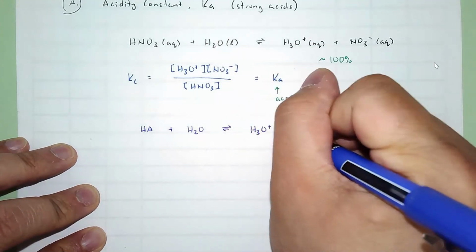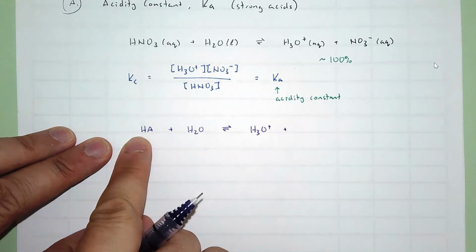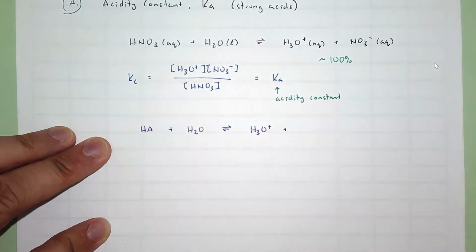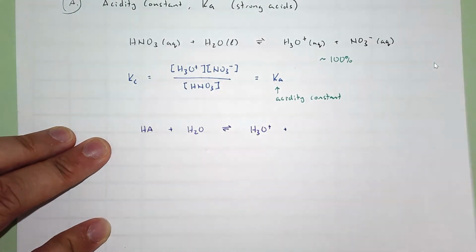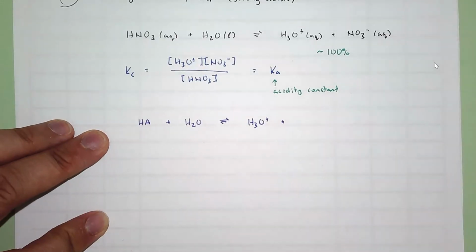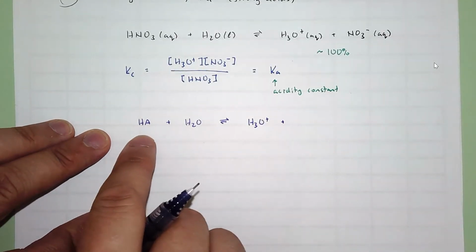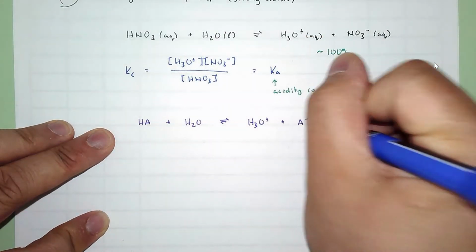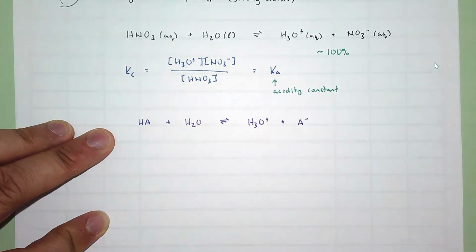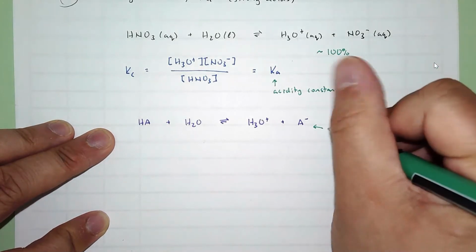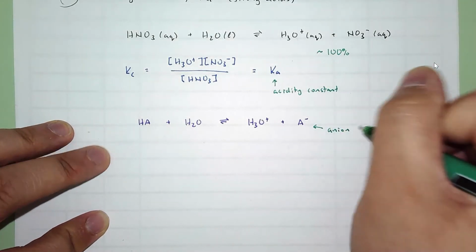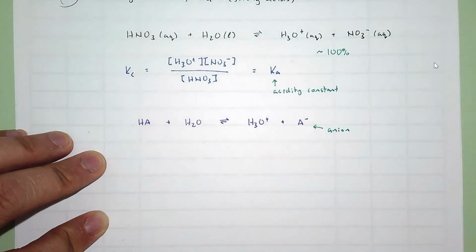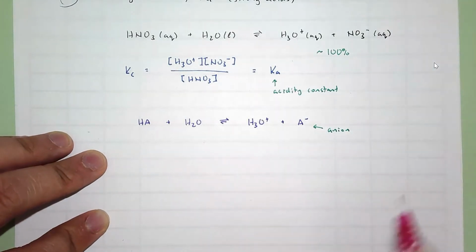H3O plus. And when you lose that hydrogen, or more specifically the proton, you're left with the conjugate base. And when you lose that proton, you drop in charge. You become more negative. A minus. It's A minus because A stands for anion. But we also know that anion as what? We know it as the conjugate base.